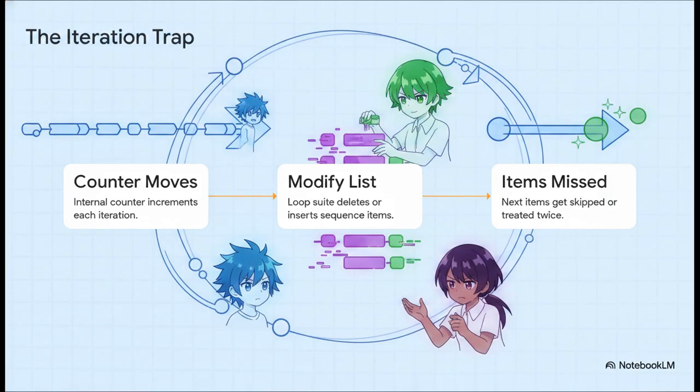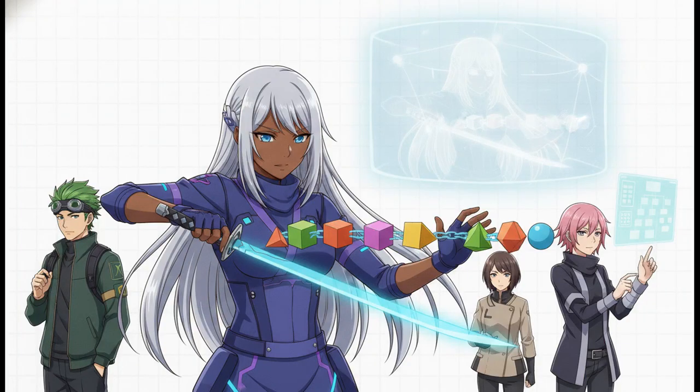And conversely, if you insert an item, everything gets pushed right, and you end up treating the same item twice. The tracker just gets totally misaligned, leading to incredibly nasty, hard-to-find bugs. So, how do we actually escape this trap?